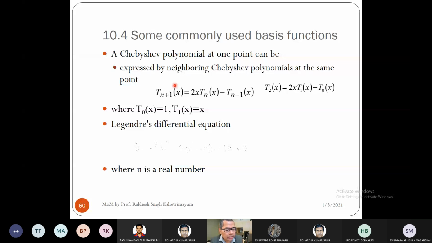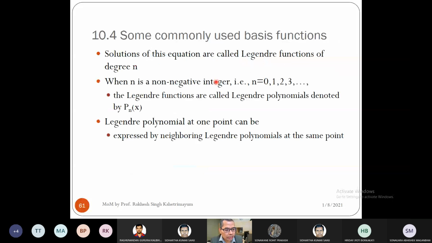Similarly, if you want to find Legendre polynomials, you have to go back to the Legendre differential equation. This is the Legendre differential equation. n is a real number, and the solution is called the Legendre function of degree n. But when n is a non-negative integer, we call this a Legendre polynomial. The Legendre polynomial can also be easily found from this recursive relation. We usually denote the Legendre polynomial by Pn. If I want to find Pn plus 1, I have to know Pn and Pn minus 1. Using this relation, I can find Pn plus 1.